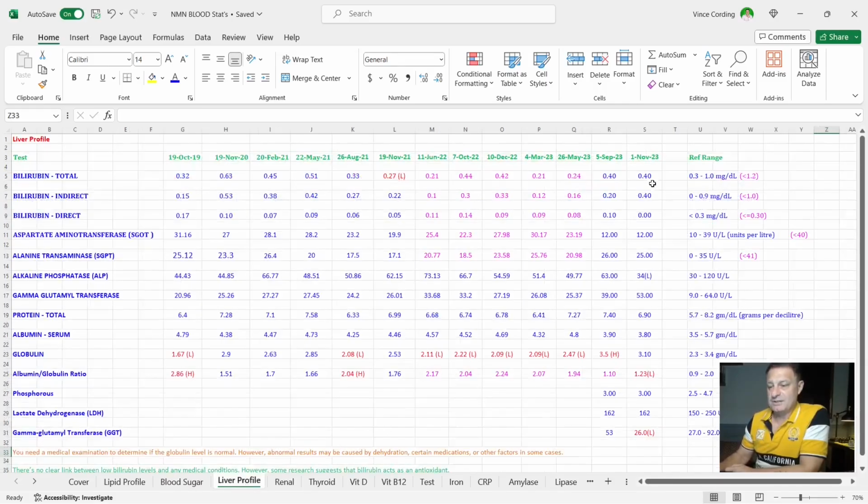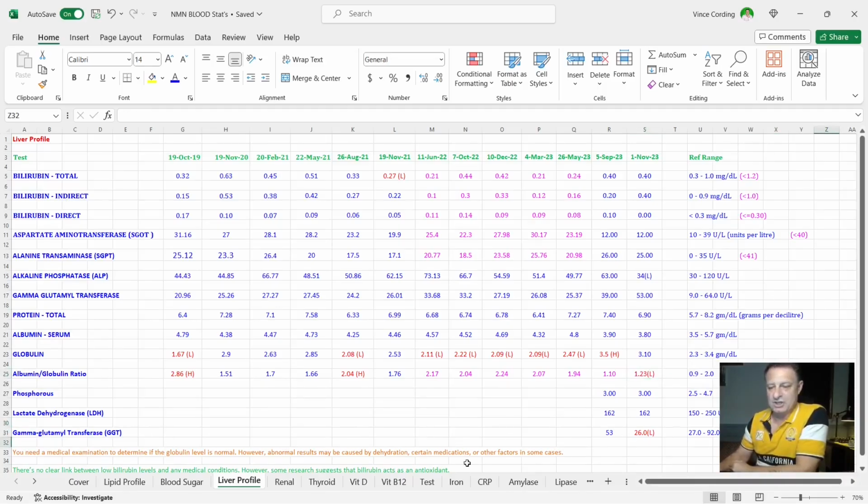Liver profile, you can see here, everything pretty much okay, apart from my albumin globulin ratio. It's got here 1.23, which here in the Philippines they say is low. It should be at least 1.1. But you can see here the score 0.9 when I was in the UAE. They say it's normal. So that one could be normal if I was in the UAE, but now I'm in the Philippines, they're saying it's abnormal.